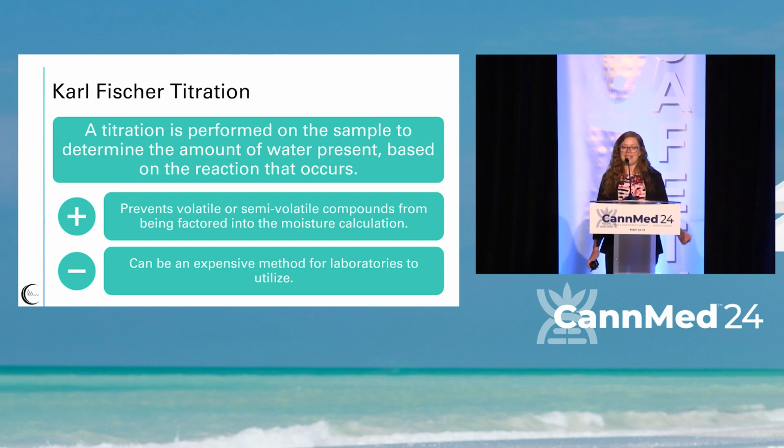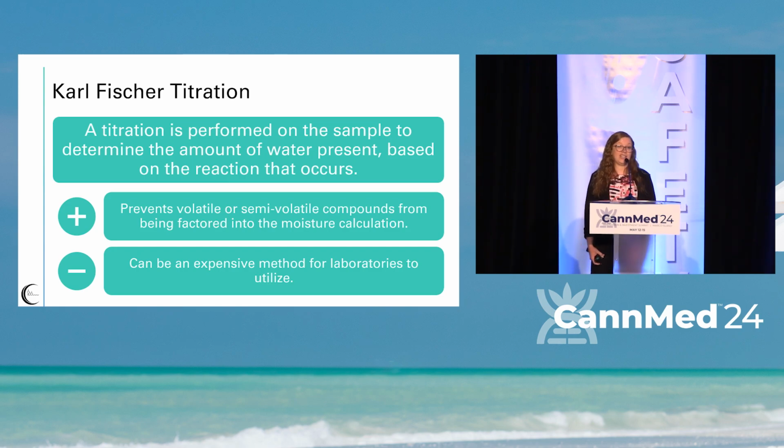So what labs are doing is they're performing a titration on the sample in order to determine the amount of water that's present based on a reaction that occurs. What's really nice about Karl Fischer is because you're looking only at water molecules and the reaction of water molecules, it prevents any of those volatile and semi-volatile compounds from being factored into the moisture calculation. However, one of the big downsides is it can be very expensive for laboratories to utilize.